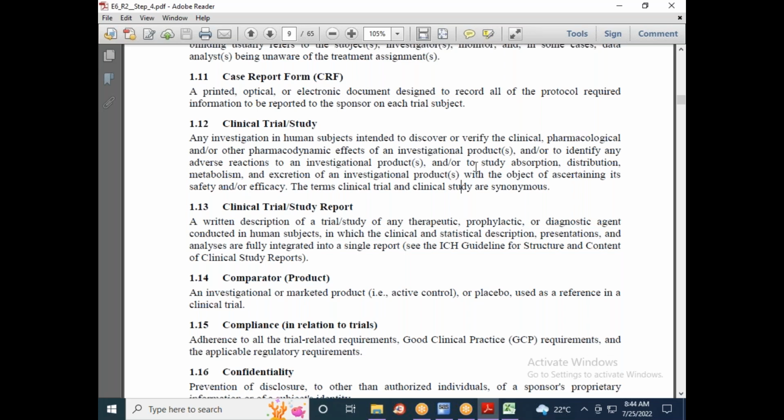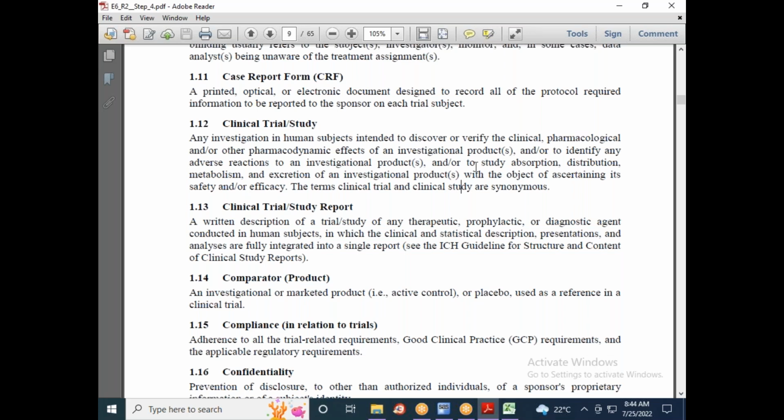So for this we check a parameter called Cmax. Cmax is the maximum concentration observed in blood. These are all your pharmacokinetic parameters, right? Yes, sir. Cmax, maximum concentration observed.